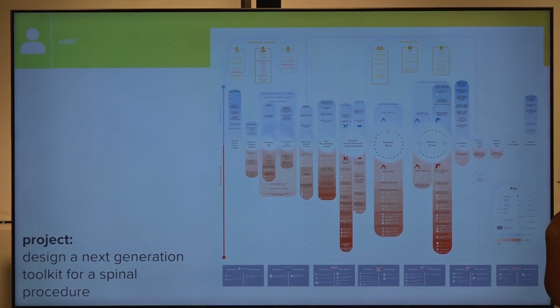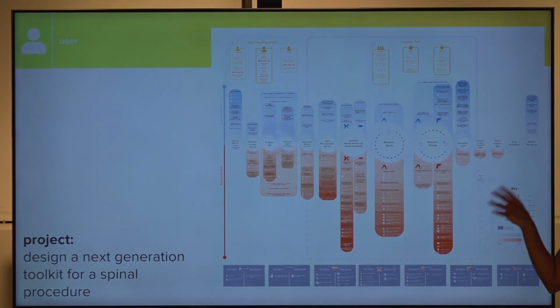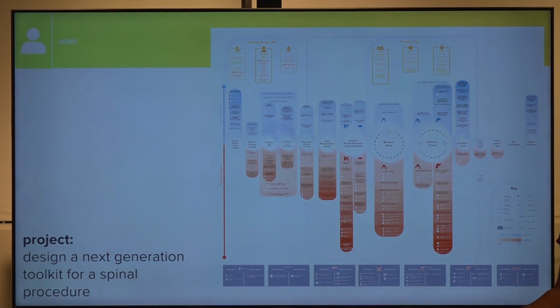So all of that came from our user interviews and our user data, and it was a really, really cool way to show the process and a really cool result as well.